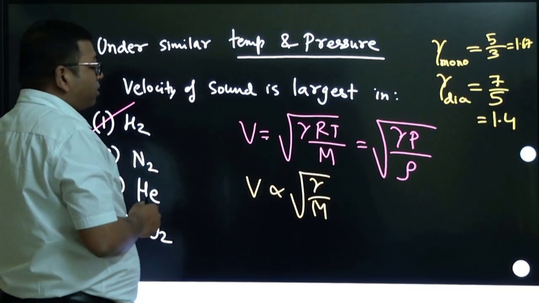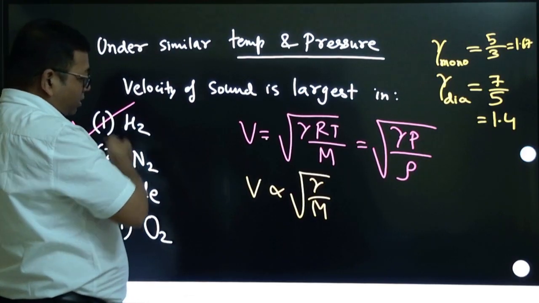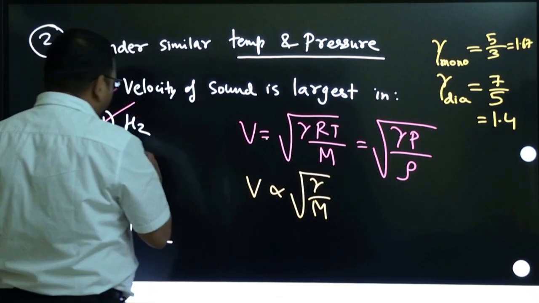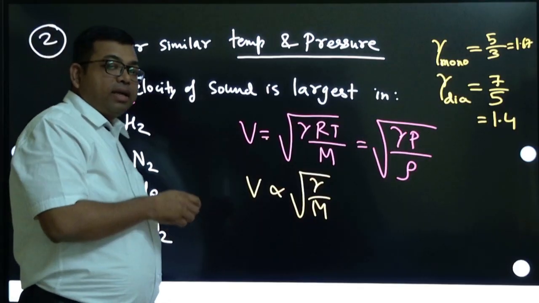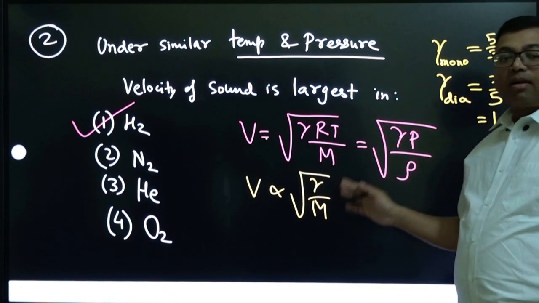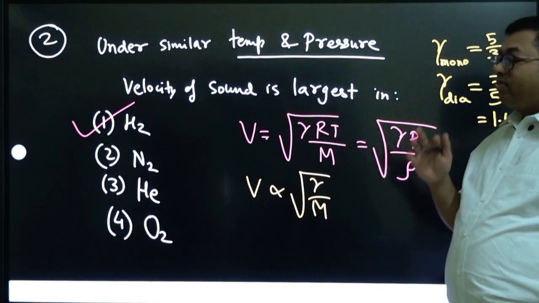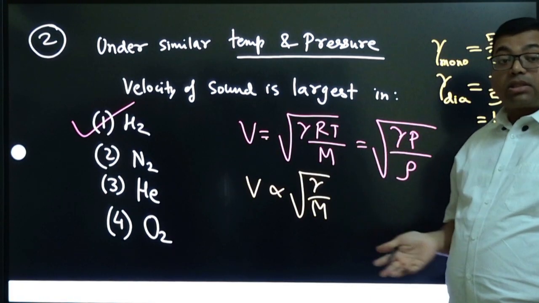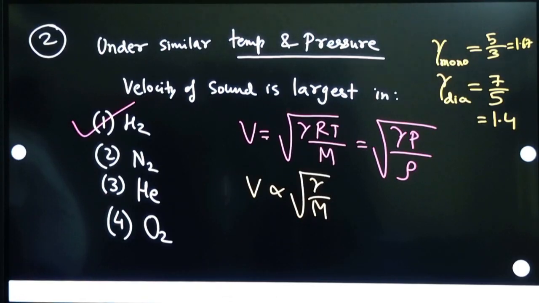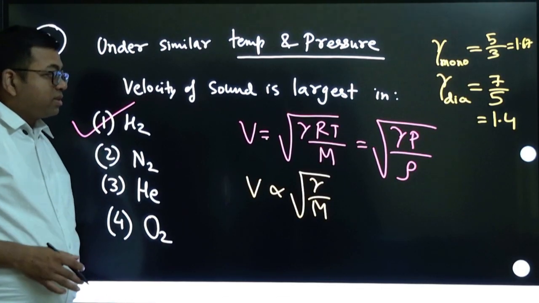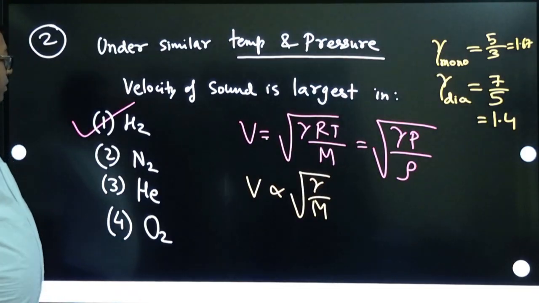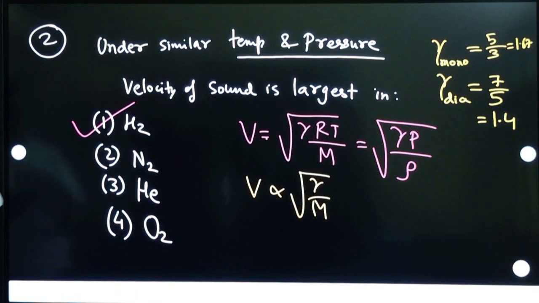What about molecular mass? Molecular mass also you need to check. Molecular mass is very small for hydrogen as compared to the others, right? So basically you need to check the ratio of gamma and molecular mass, and when you calculate for hydrogen, it comes to the highest value. That is why it is largest, correct? We can do that calculation, but no need, because the molecular mass of the other gases is heavier, larger. Okay, so let us move to the next question.